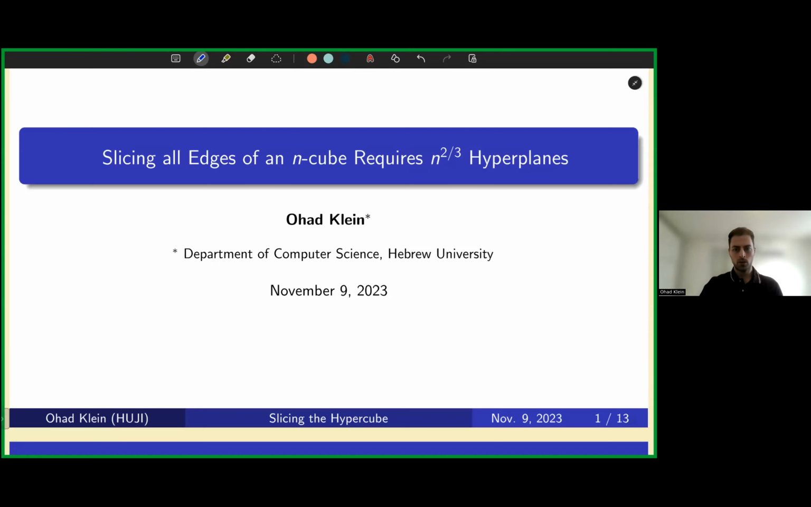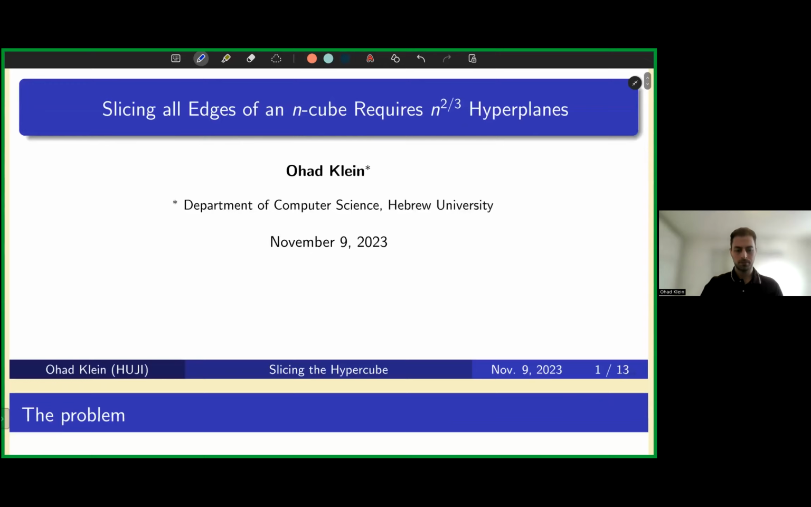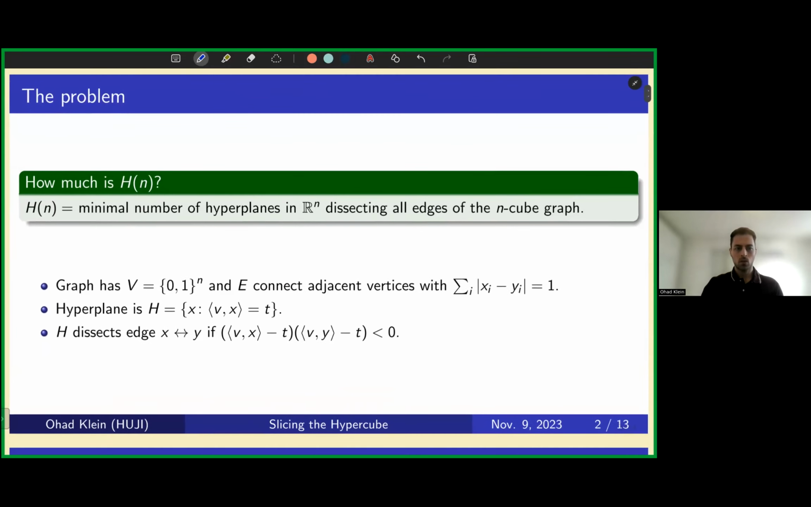Hello everybody, we are going to talk about the following problem. What is the minimal number of hyperplanes that are needed in order to dissect all edges of the hypercube graph in n dimensions?